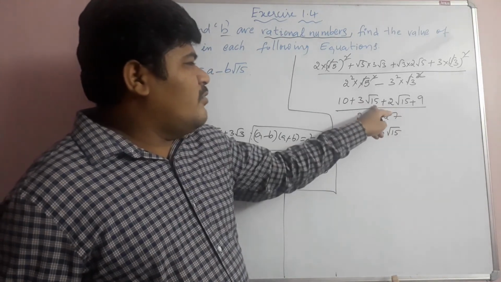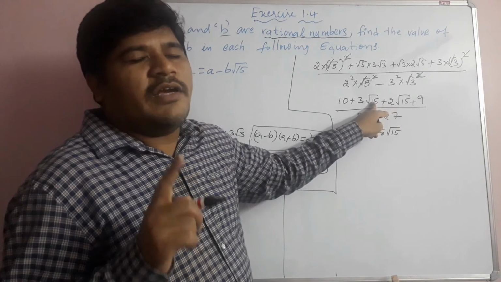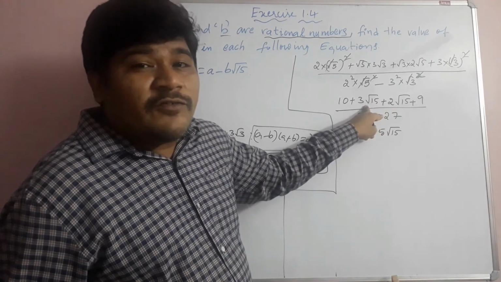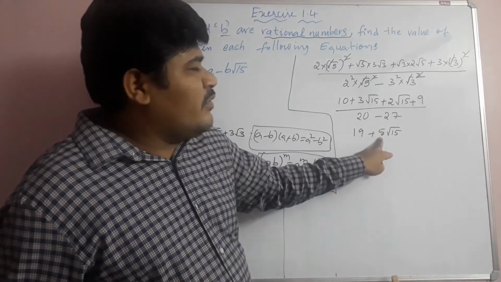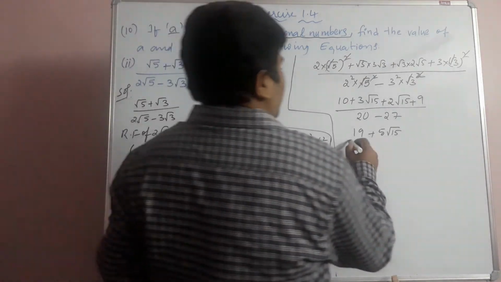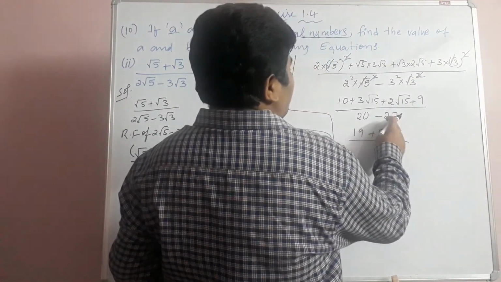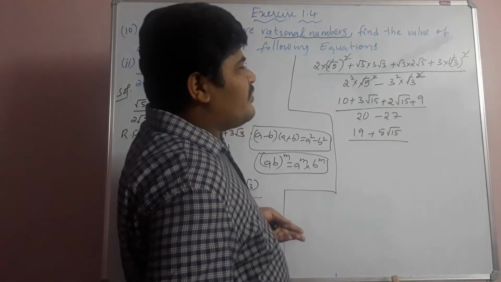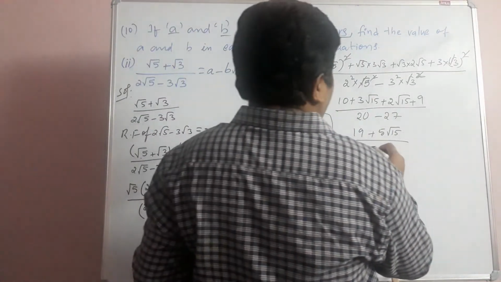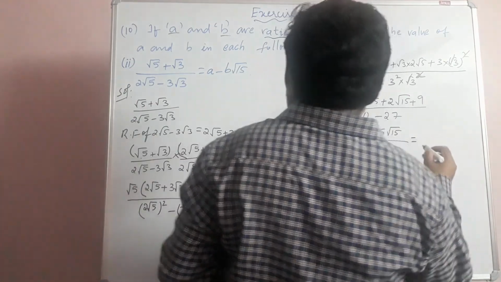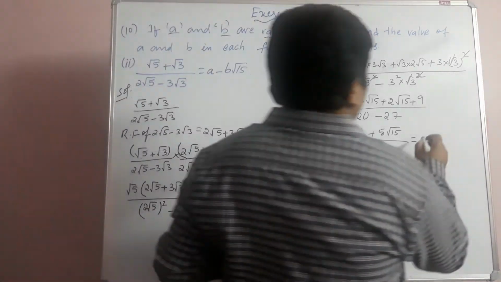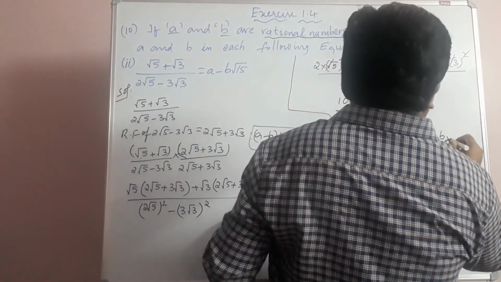Or else, students, by the distributive property, you can take root 15 common. So root 15 of (3 plus 2) is 5 root 15. So I wrote that here over 20 minus 27. What is the value of 20 minus 27? Negative 7. So finally we simplified that, which is equal to a minus b root 15.